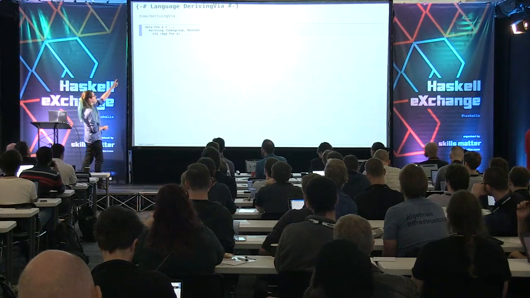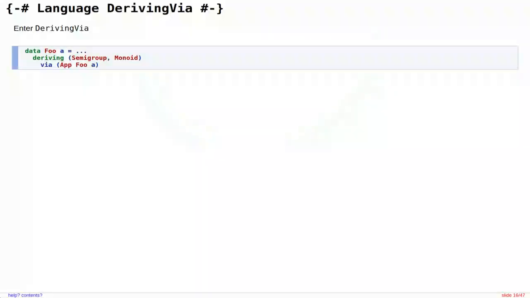You would be able to say deriving Semigroup and Monoid, because that recently came up. We can derive it via App of Foo of a. And because App is a newtype, App Foo of a has the exact same representation as Foo of a. So if we define an applicative instance for Foo, we can derive Semigroup and Monoid and Num and Floating and Fractional with literally no code.